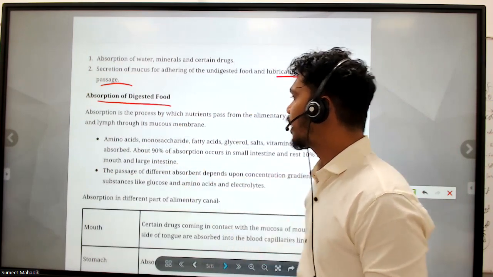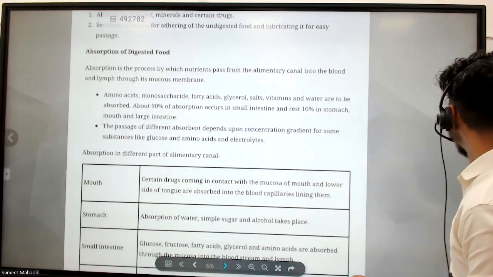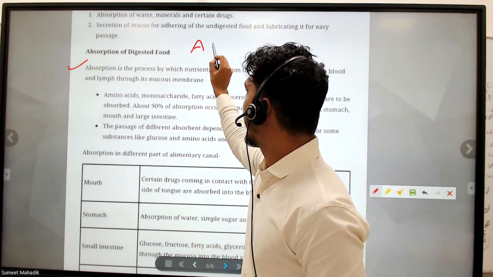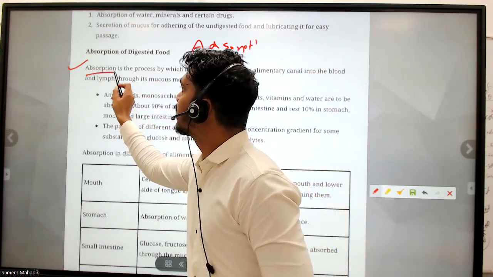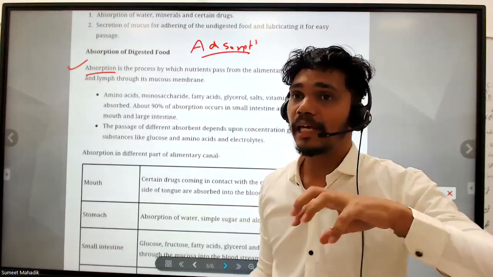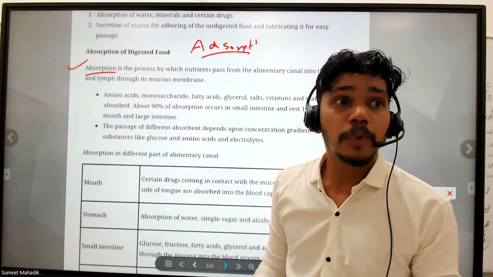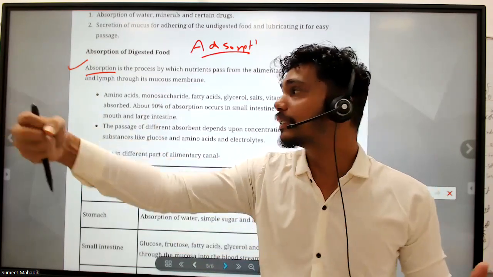Now absorption and digestion of food. Let's study this. This is a more important thing. Please pay attention. Absorption. I haven't said adsorption. Absorption is taking inside. Adsorption is taking onto the surface only. So what is absorption? Absorption is a mechanism in which nutrients are taken inside.